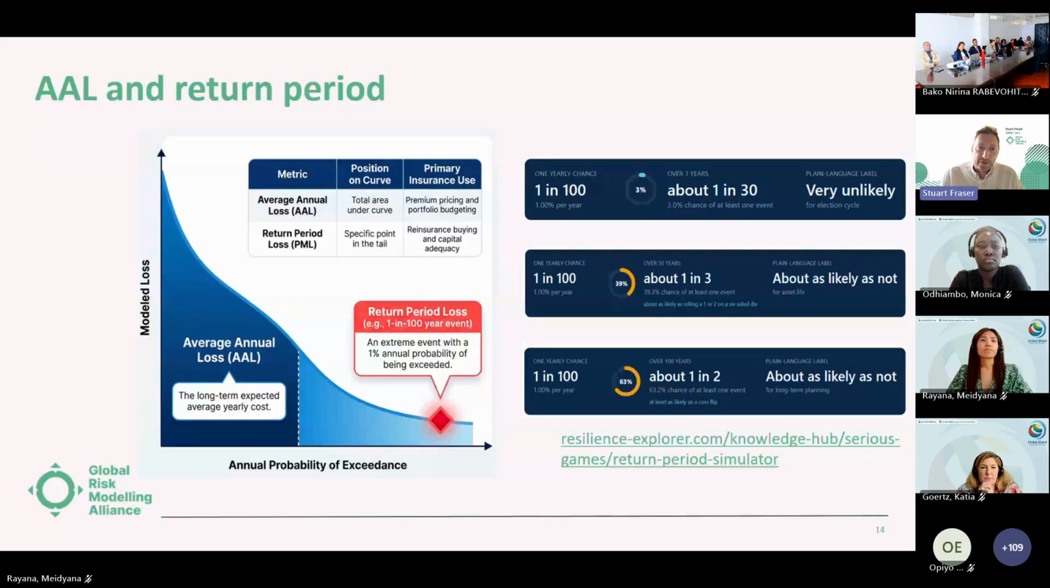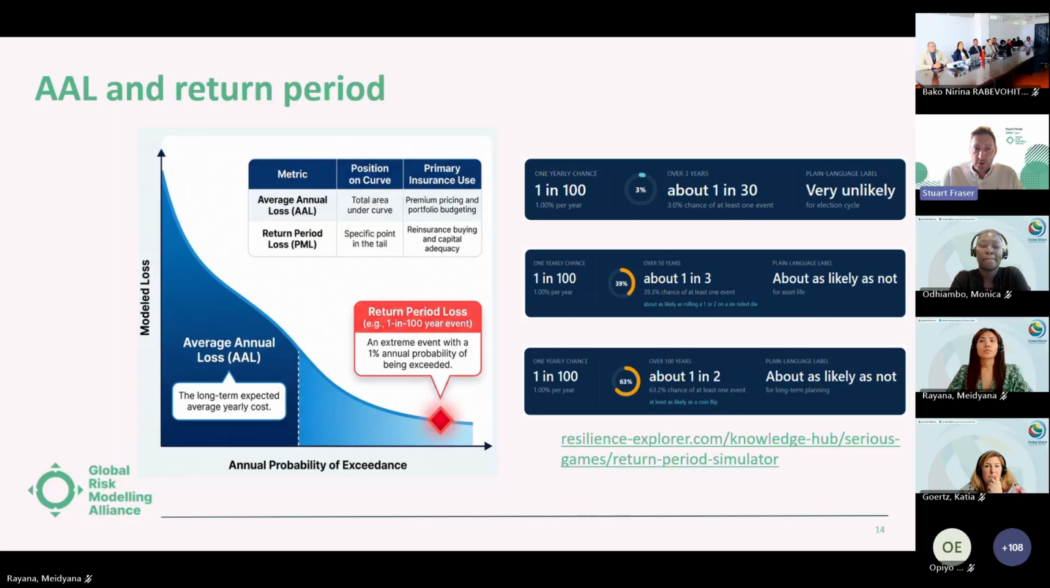So annual average loss really gives you the long-term expected cost per year. A country would experience less or more than the AAL each year, but over the long term, that's the level of loss you can expect in an average year. And that's really useful for pricing premium of risk financing and insurance, and it's useful for budgeting, setting out the amount of funds you might need in a national reserve fund, for example, to cover small losses.